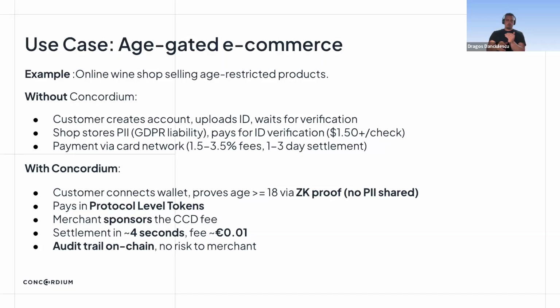So the way this would go in Web 2 without using Concordium would be a customer will create an account, upload an ID, wait a bit for a verification. The shop would actually have to store all private information about the user. This would create GDPR liability. And then the shop would have to pay for ID verification, which could even be $1.50 per check.